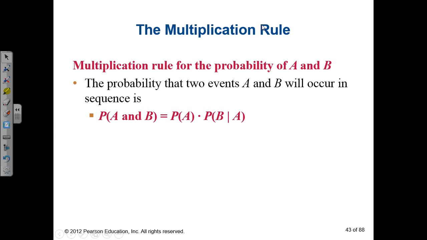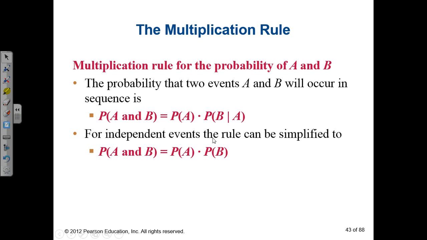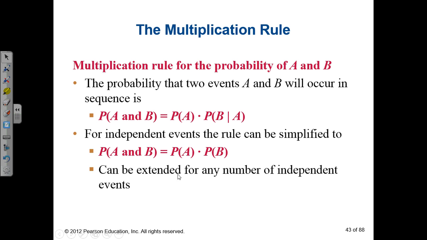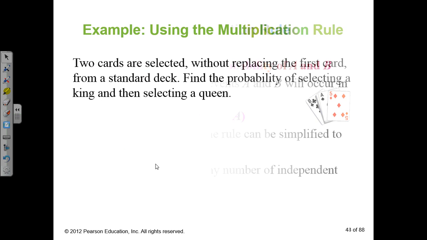The multiplication rule is used to find the probability of two events A and B occurring in sequence. The probability of A and B is equal to the probability of A times the probability of B, given that A has occurred. But if the two events are independent, then the probability of B, given that A has occurred, is just equal to the probability of B. So the probability of A and B for independent events is just the probability of A times the probability of B. And this can be extended to any number of independent events.